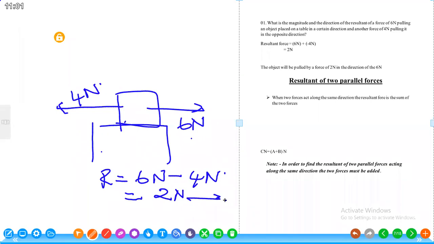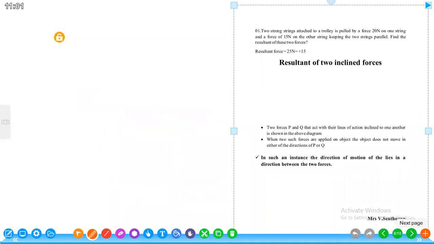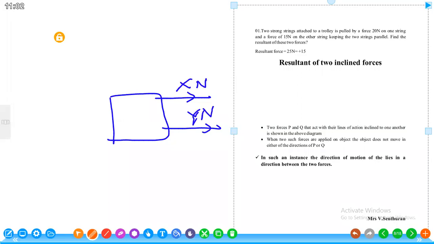Resultant force of two parallel forces. You should know that when two forces act along the same direction, the resultant is the sum of the two forces. I already explained. Resultant of two collinear forces, students. In here, X Newton and Y Newton forces are acting on it. What is the resultant force? In this situation, the forces should be added.